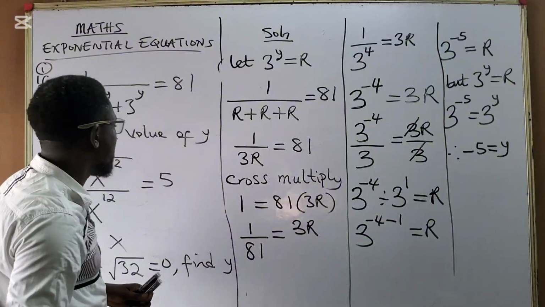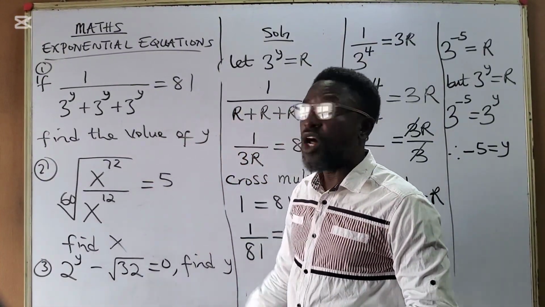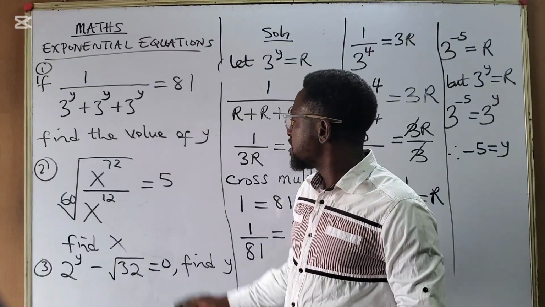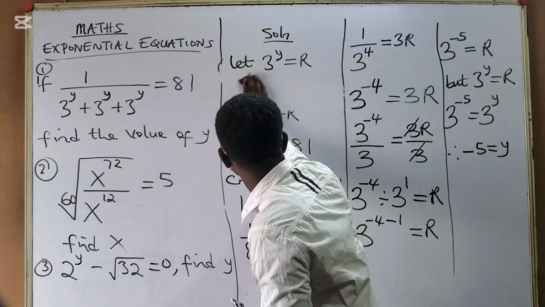Now let's take a look at the second question here. It looks a little bit tricky, but it's not. It's a very, very simple question. Still based on the rule of what? Exponents. Okay, let me erase this one now.